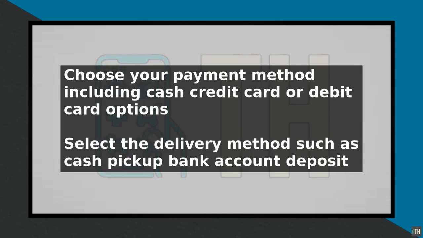After completing the send form and paying the transfer fee, the agent will provide you with a tracking number, also known as a Money Transfer Control Number or MTCN. This number allows you to track the status of your transfer online or through the Western Union app.